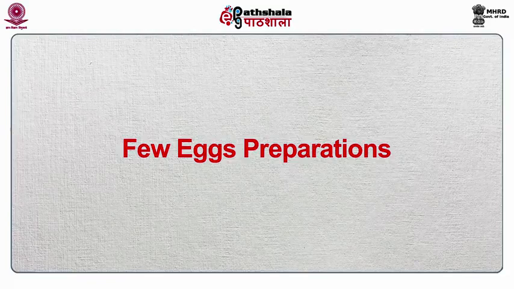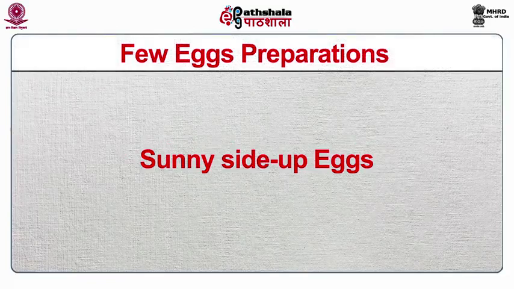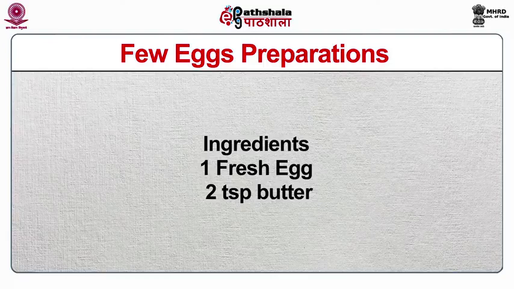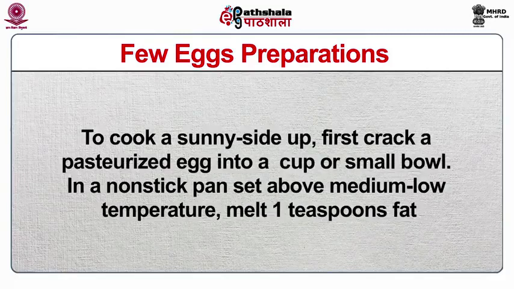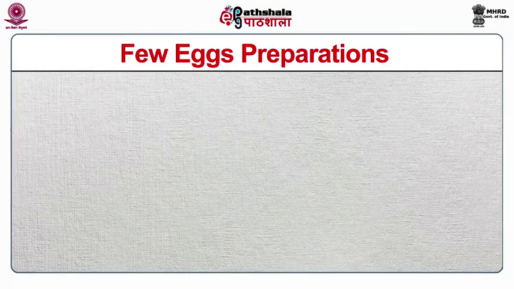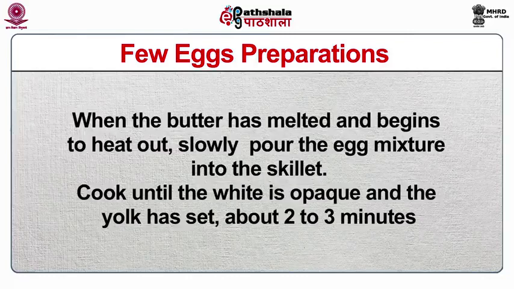Few egg preparations. Sunny side up eggs, and the ingredients are 1 fresh egg, 2 tablespoons of butter. Preparation. To cook a sunny side up, first crack a pasteurized egg into a cup or small bowl. In a non-stick pan, set above medium-low temperature, melt 1 teaspoon of fat. When the butter has melted and begins to heat up, slowly pour the egg into the skillet.